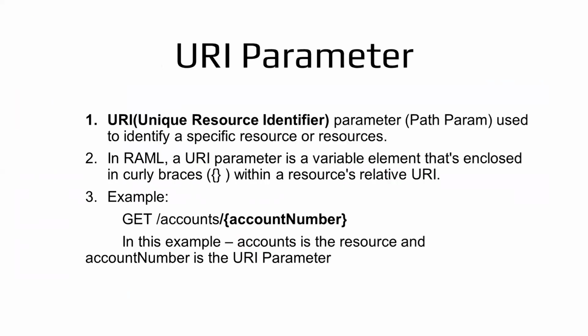So let's understand first. What is URI parameter? It's nothing but to identify a specific resource. So URI means unique resource identifier. It is used to identify a specific resource or resources. In RAML, it is enclosed in curly braces. When we checked in the last video, under accounts we used account number as a URI parameter and it was enclosed in the curly braces. So in this example, accounts is the resource and account number is the URI parameter. So this is nothing but the URI parameter.